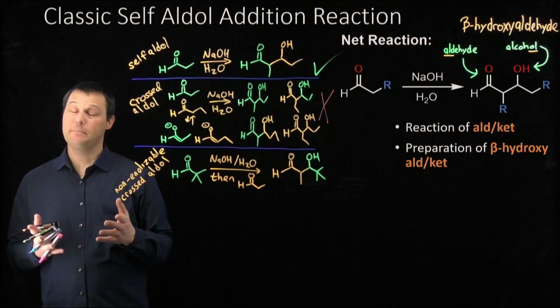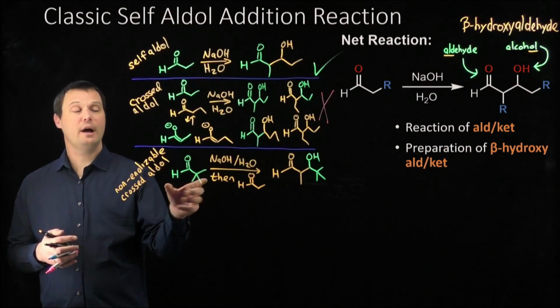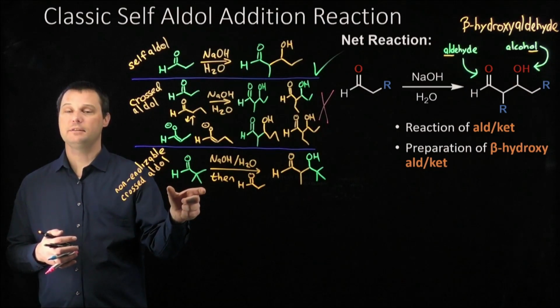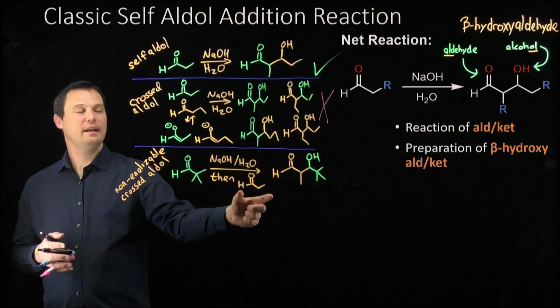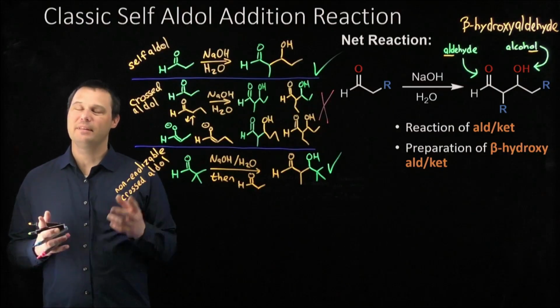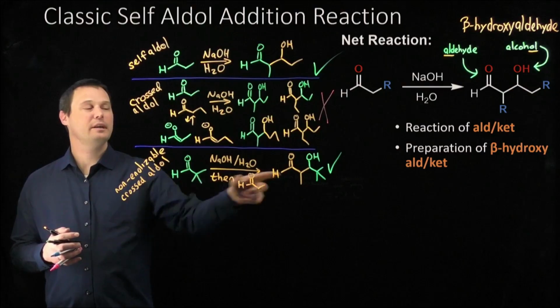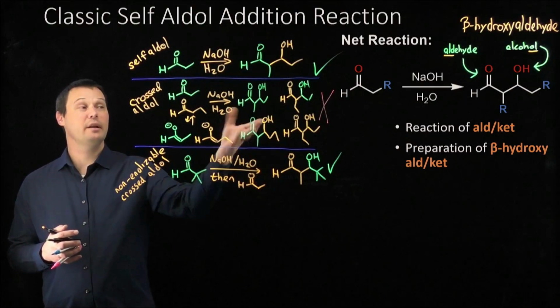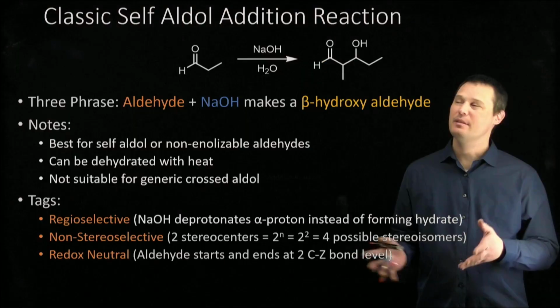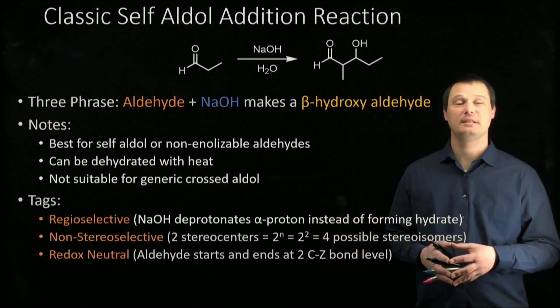under classic conditions. But it only works if one piece has no alpha protons and cannot be turned into an enolate, and only if we then add the second aldehyde that can be turned into an enolate. This is a very clever trick that early chemists used to form crossed aldol products when normally it would descend into chaos. This is the reaction card for the classic self-aldol reaction.